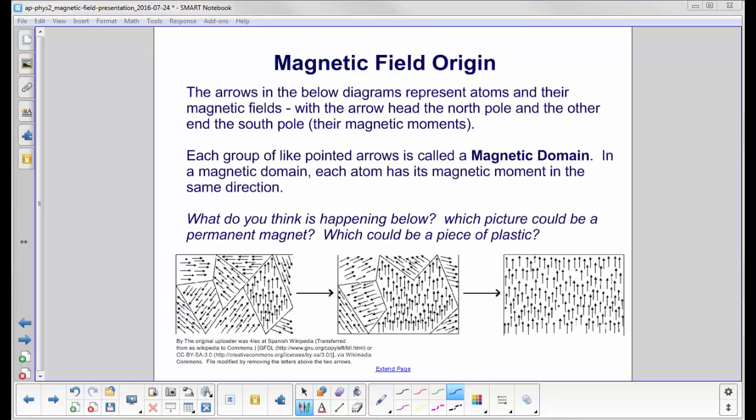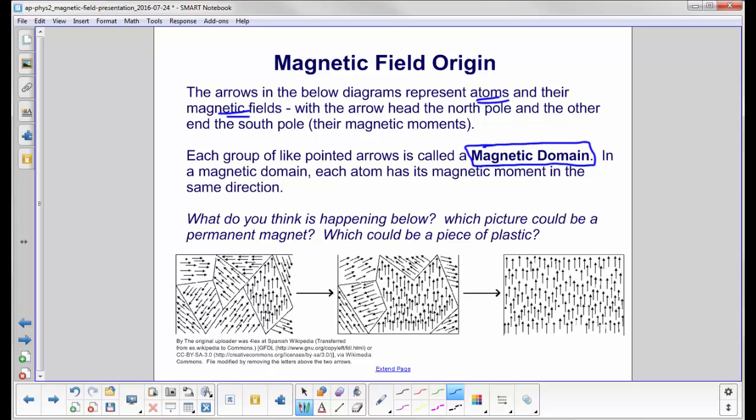Let's go up another level in size. The pictures here represent atoms and their magnetic fields or magnetic moments, with the arrowhead the north pole and the other end the south pole. So here's a group of atoms whose north poles are all pointed in the same direction. Here's another group. Here's another group. What we call each group of like-pointed atoms is a magnetic domain. In a magnetic domain, each atom has its magnetic moment in the same direction.